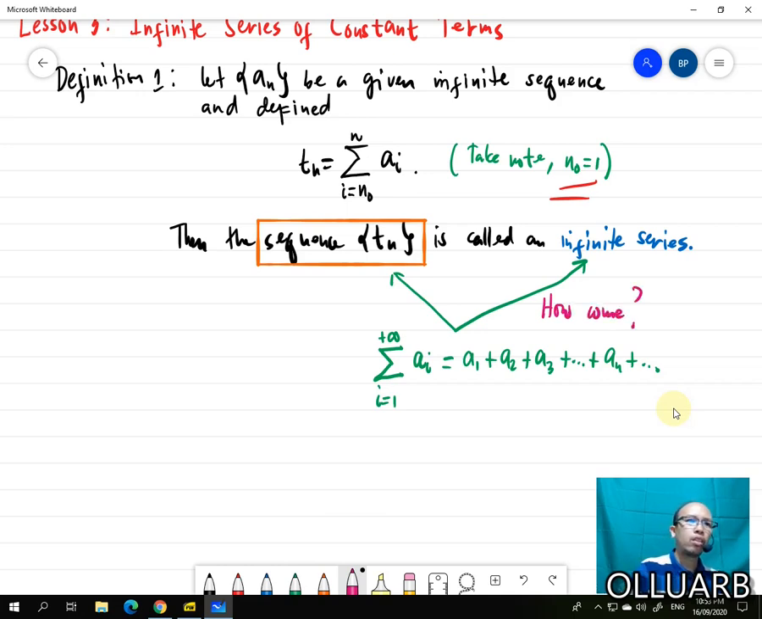How come that this notation will be equal to something like this? Okay, I will try to explain this. This is the explanation. I will try to explain this by giving you an illustration on how the infinite series works.